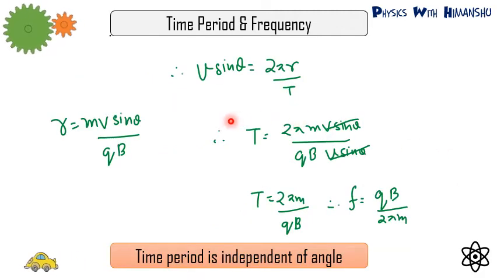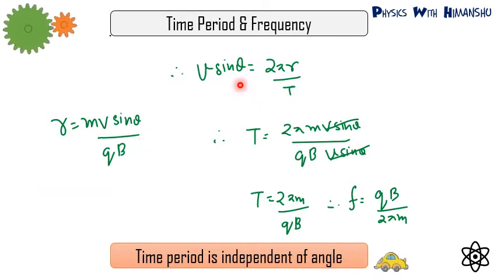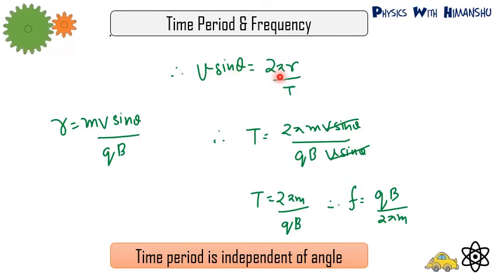Okay, so if the particle is in circular motion, then what will be the time period? How much time will it take to complete one revolution? So radius we have already derived. Now the particle is in circular motion due to v sin theta. Now velocity is distance by time. So velocity is v sin theta.